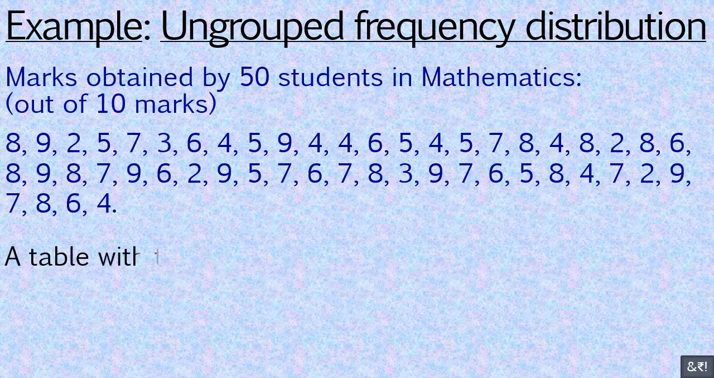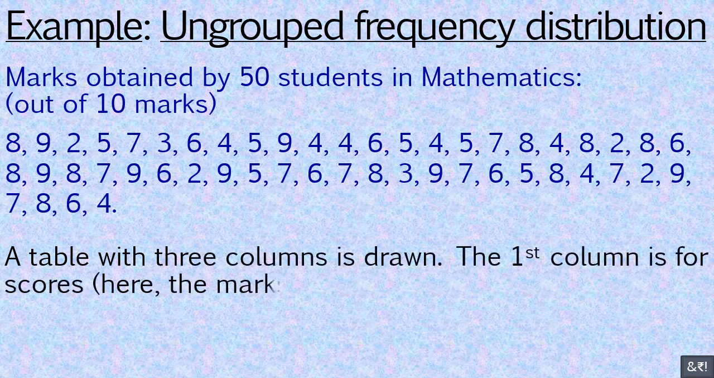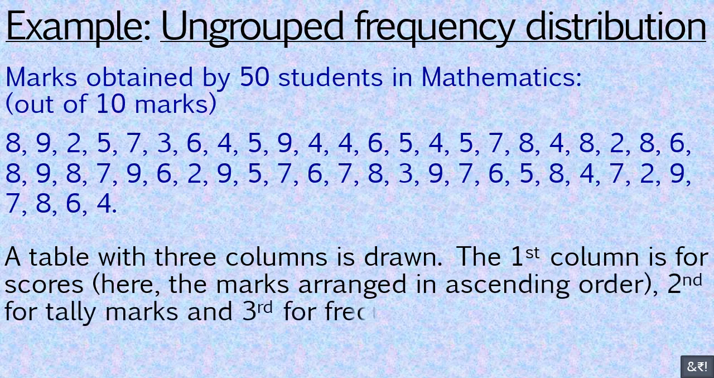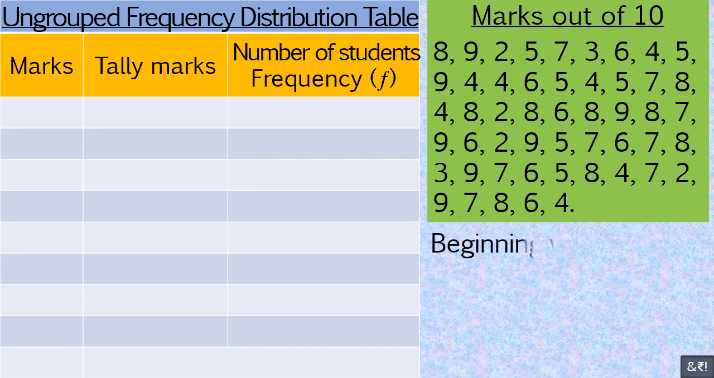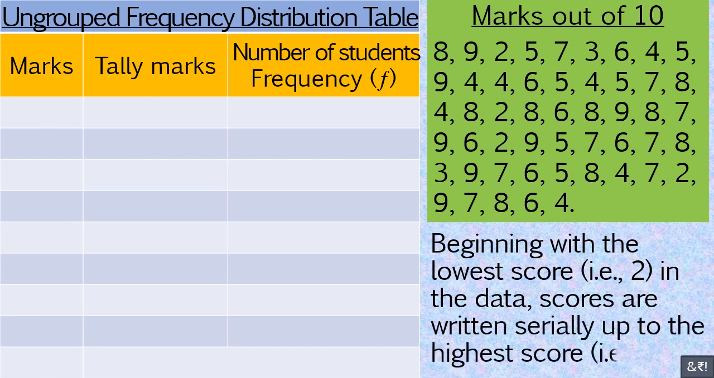A table with 3 columns is drawn. The first column is for scores. Here, the marks are arranged in ascending order, second for tally marks and third for frequency, that is, number of students. Beginning with the lowest score, that is, 2, in the data, scores are written serially up to the highest score, that is, 9.